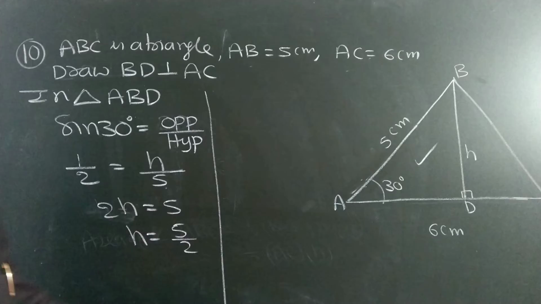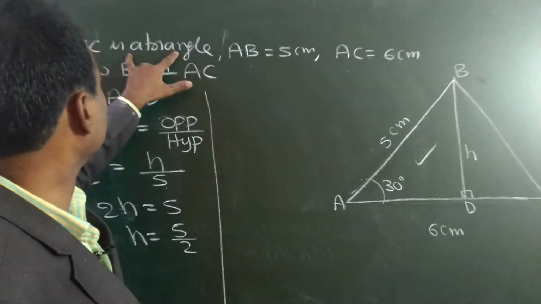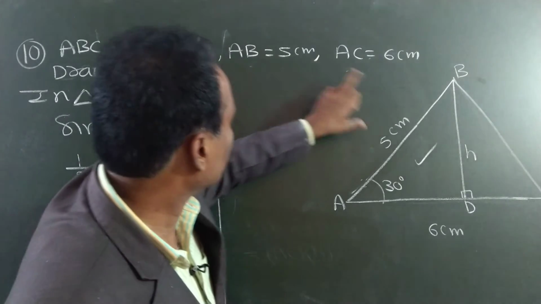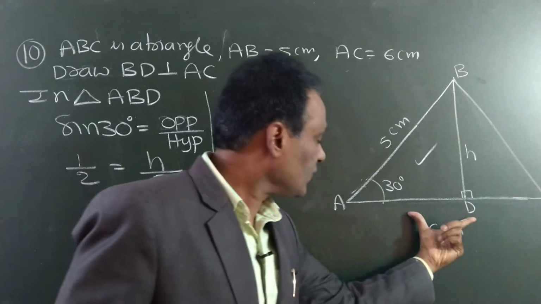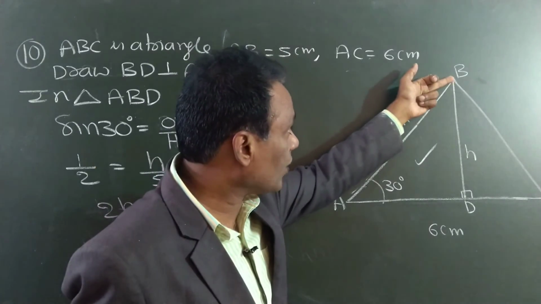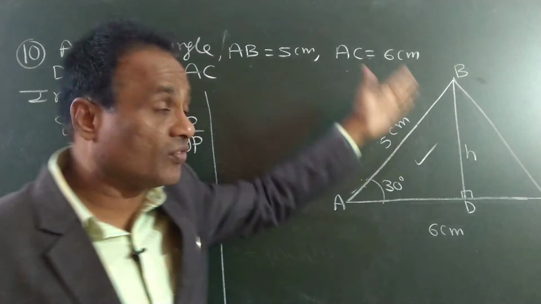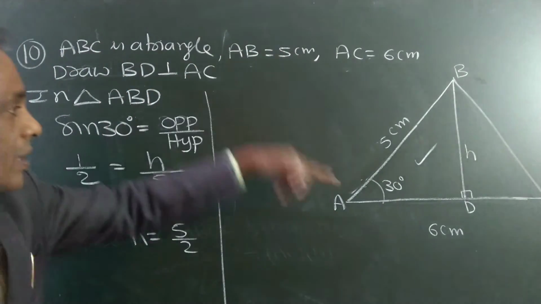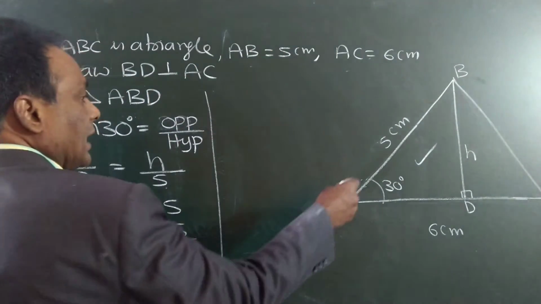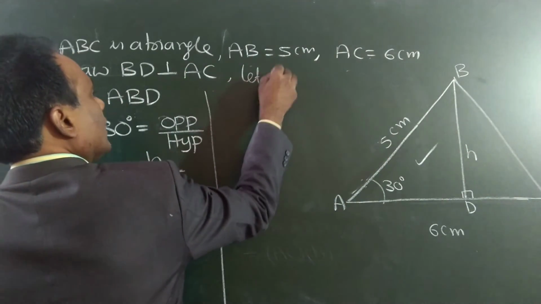See here, ABC is a triangle. AB is equal to 5 is given. AC is equal to 6 is given. What I did was draw a line BD perpendicular to AC. Perpendicular, straight line, vertical line. Draw BD perpendicular to AC, and let BD be equal to H.